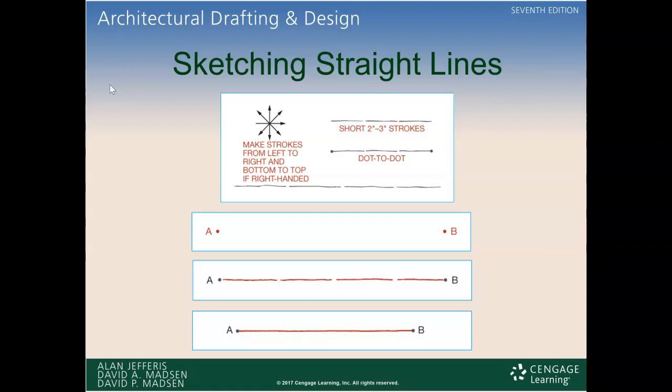This comes down to the topic of strokes, like how you train your hand to go in a very straight manner. Short 2 to 3 inch strokes really help the line to work, help the hand to learn this technique, and so does dot to dot. Strokes are actually used a lot in painting and in lettering, and it helps you to train your hand.